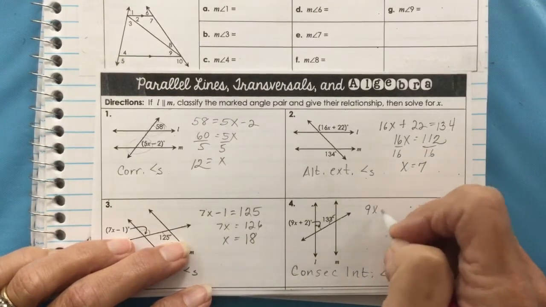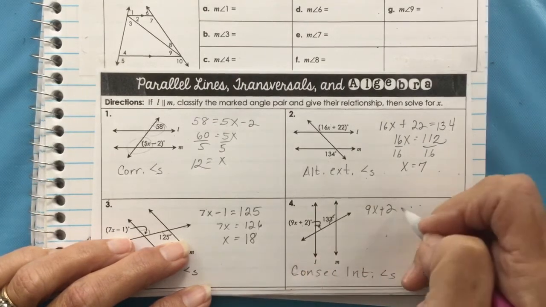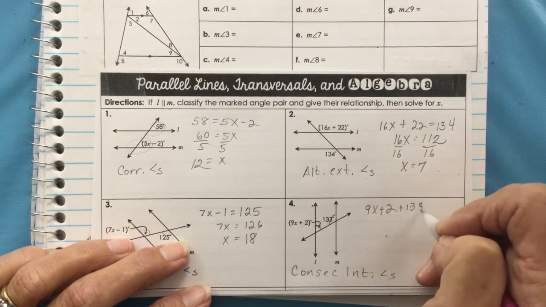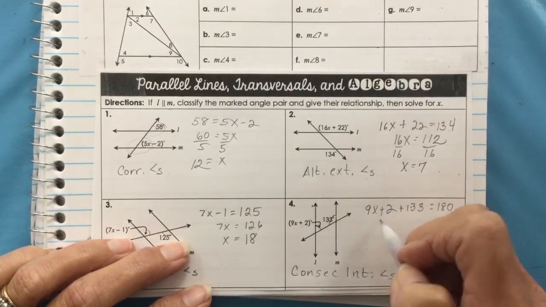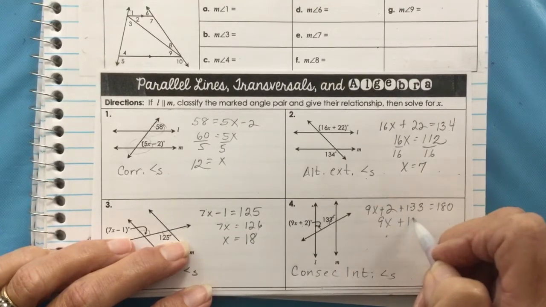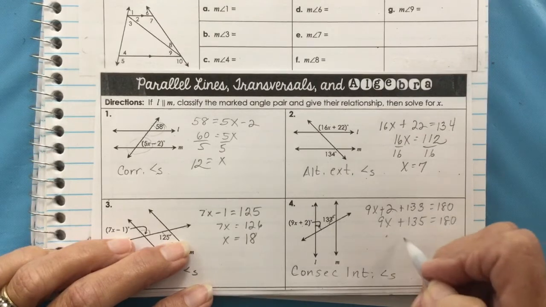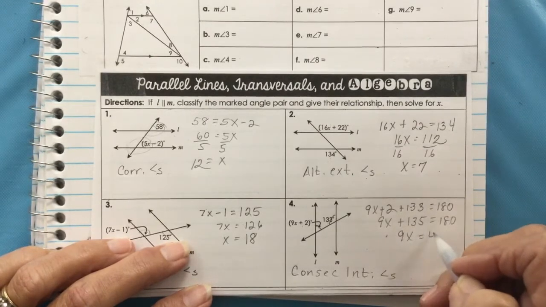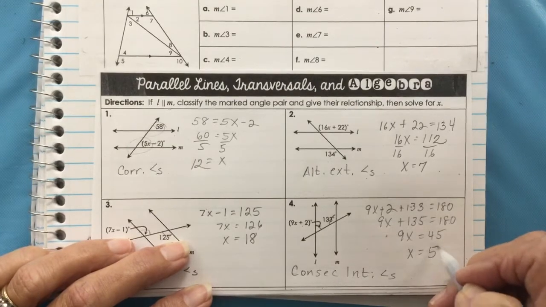So we would say that 9x plus 2, this angle here, plus this angle 133 equals 180. So 2 and 133 is 135. And so I'm going to subtract 135, and that's going to give me 45. When I divide by 9, x is 5.